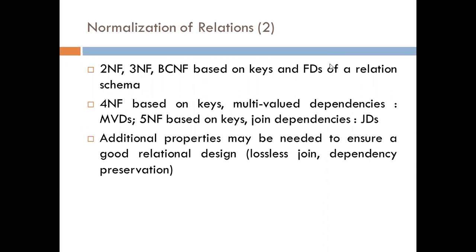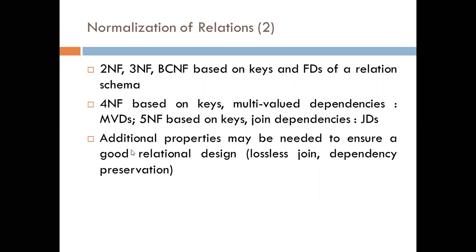First normal form is defined based on how we create a table. So that is inbuilt into the definition of a relation. Then second, third, and BCNF are defined based on the functional dependency and the keys of a relational schema, whereas fourth normal form is based on key and multi-valued dependencies, and fifth normal form is defined based on a key and join dependencies.